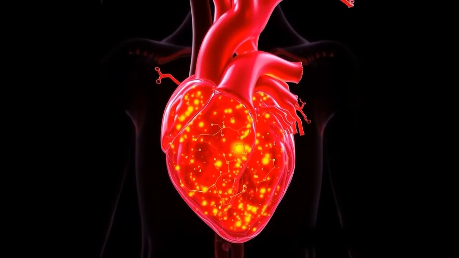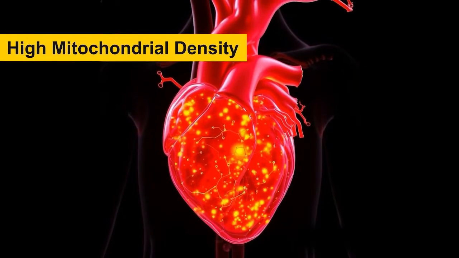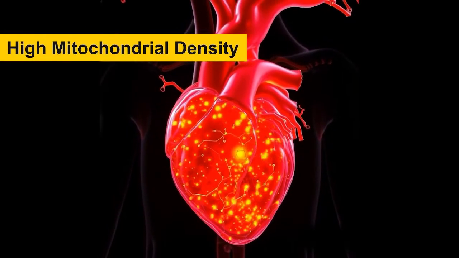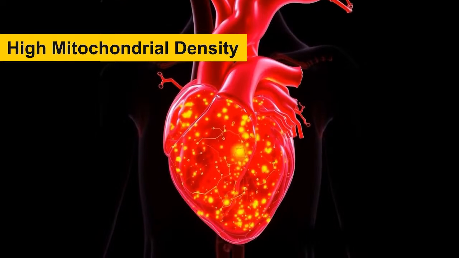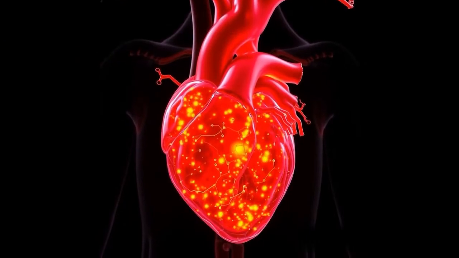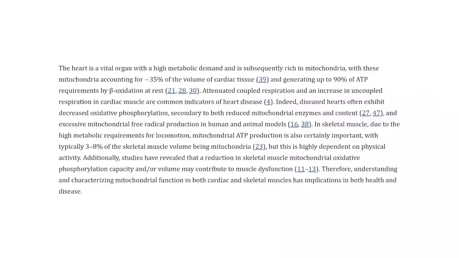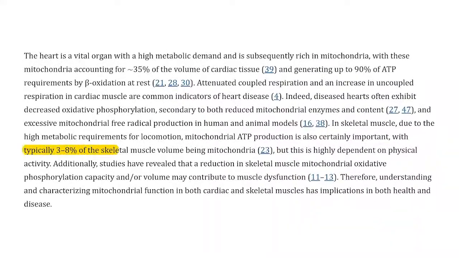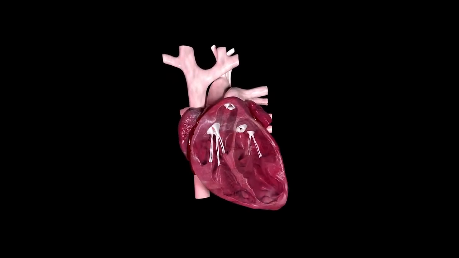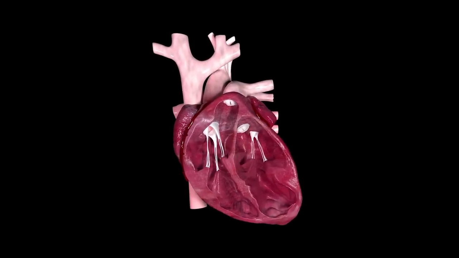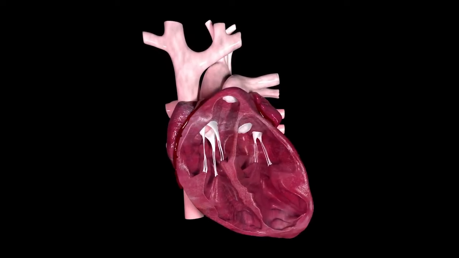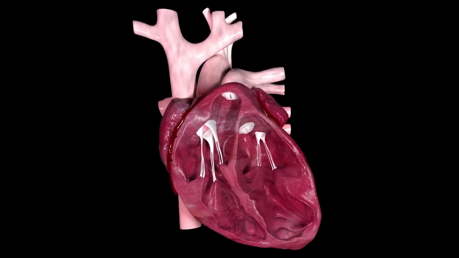One key reason the heart doesn't tire is its high mitochondrial density. Mitochondria are the organelles responsible for producing adenosine triphosphate, the energy currency of the cell. In skeletal muscle, mitochondria may take up about 2 to 8% of cell volume. But in cardiac muscle, mitochondria occupy roughly 30 to 40% of the cell's volume. This means the heart has an abundant and constant energy supply, allowing it to sustain its contractions with minimal fatigue.